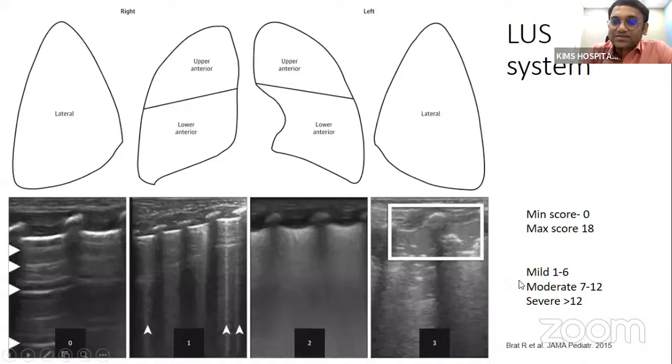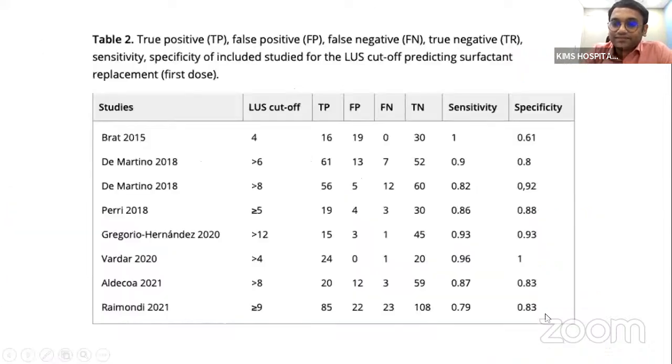They have labeled the RDS as mild if the score is 1 to 6, moderate is 7 to 12, and severe is more than 12. So these are the various scores that have been proposed by different studies. One of the old ones is Brat et al., where they considered a score of 4 for giving surfactant. So it has very high sensitivity but very low specificity.